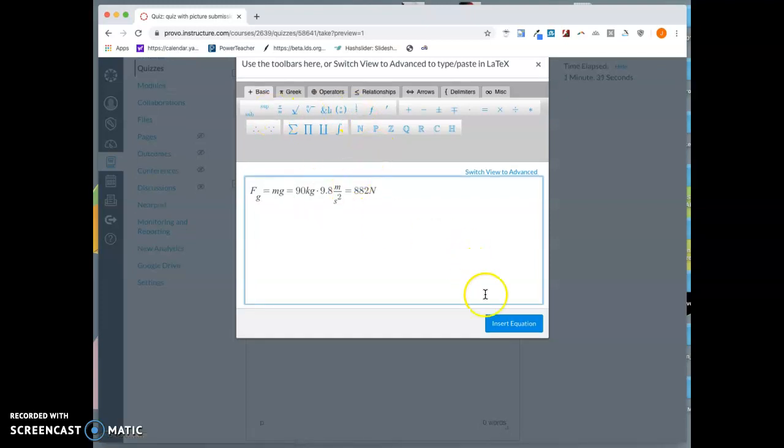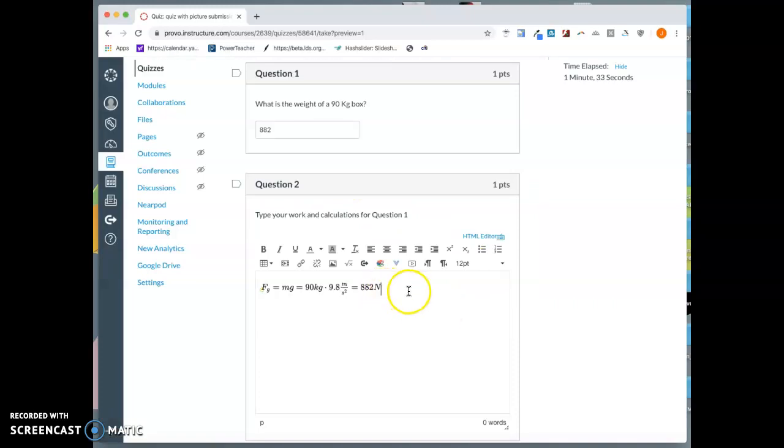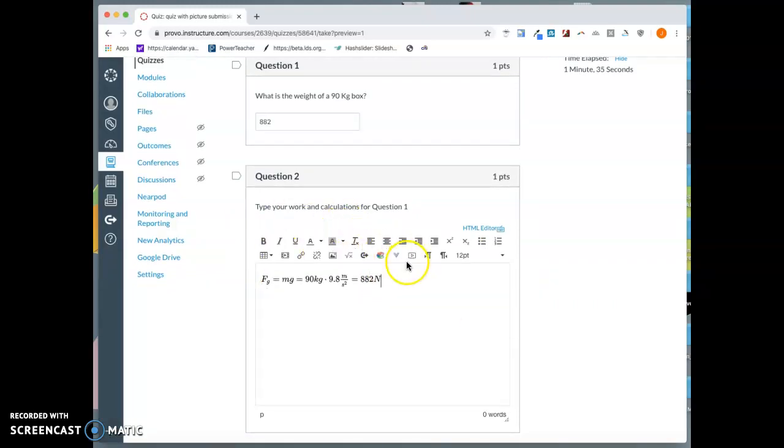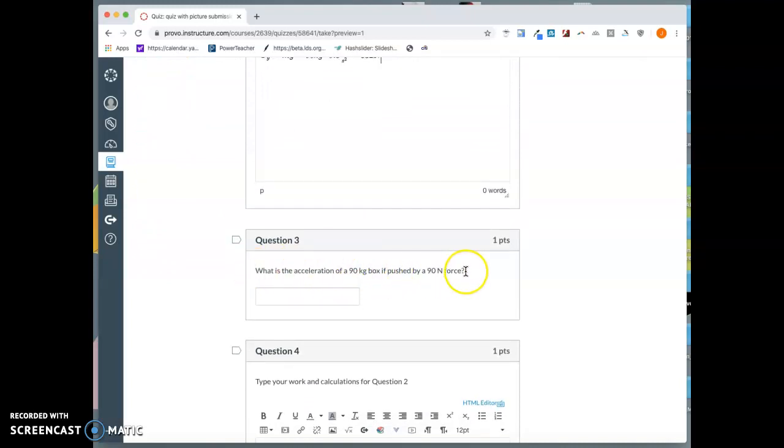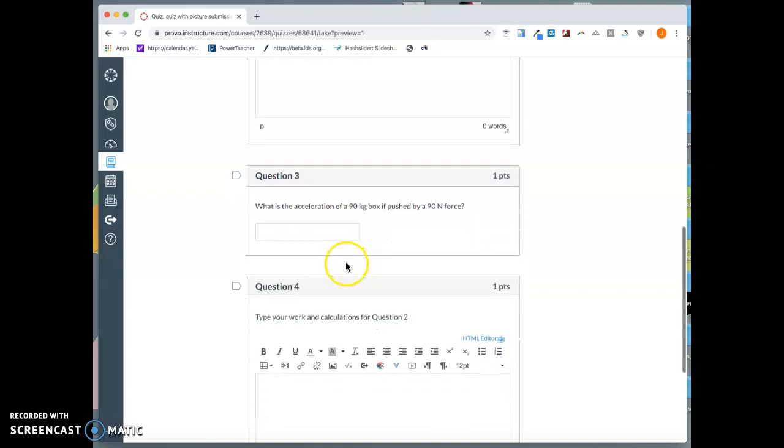So there's all my work. So I just insert that equation. And there it shows up. Now, if this quiz had another question, there's my second question right there, even though it's labeled question 3. Okay, so what is the acceleration of a 90 kilogram box if pushed by a 90 newton force?